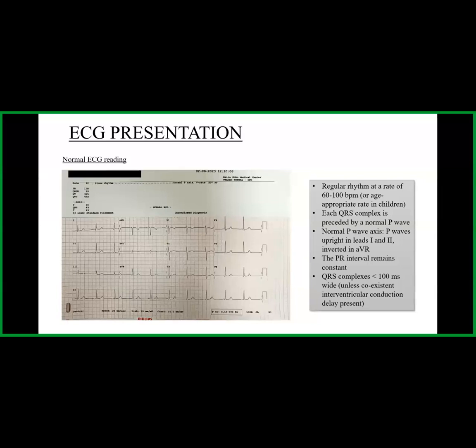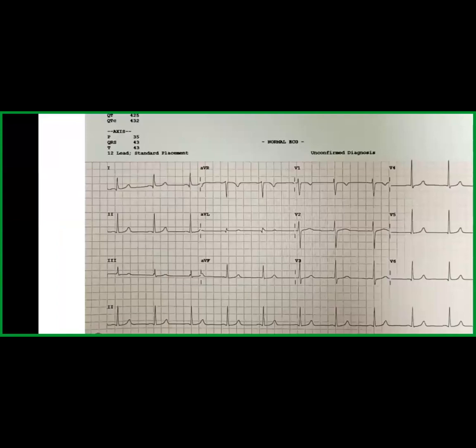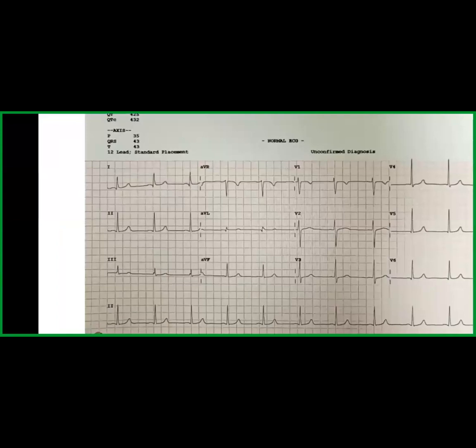After that, we also term a normal ECG if the P wave axis is upright in leads 1 and 2, and inverted in aVR. This means that the P wave should be upright in leads 1 and 2, and it's inverted in aVR. In this ECG, we cannot see it very prominently or very clearly. The P wave is what I'm talking about right now.